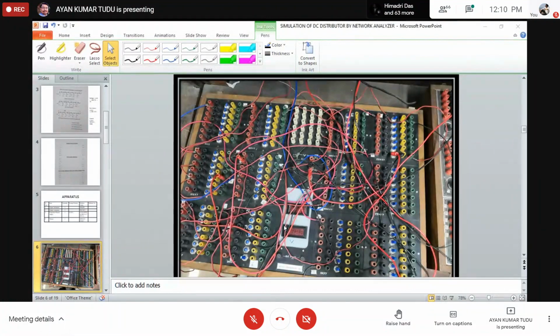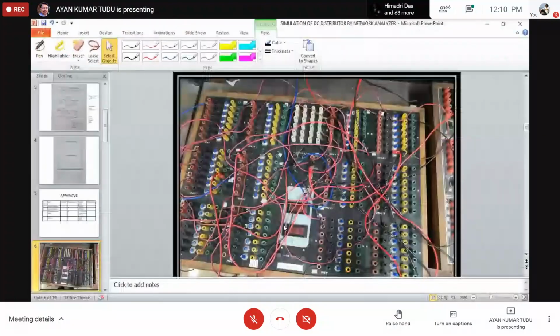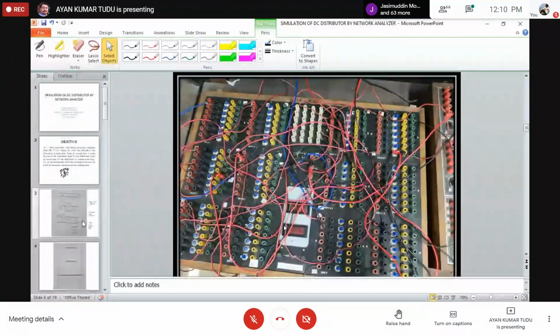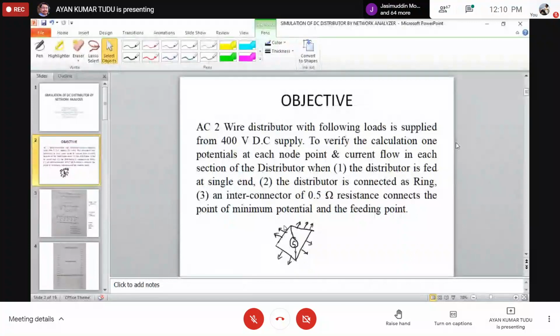Now, what is our experiment's purpose? I hope everybody has got the instruction sheet. Yes, everybody has it with them. There we can find the objective. As you can see, the objective is that we have a DC two-wire distributor with the following loads, supplied from a 400 volt DC supply. What we are doing is verifying the calculated potentials at each node point.